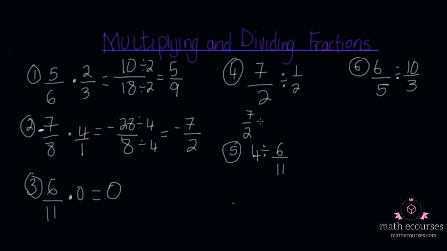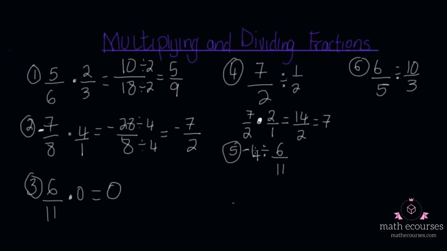I'm going to change division to multiplication. And then I'm going to get the reciprocal of this, which just means you flip it. So let's make that 2 over 1. After you do that, now that it's multiplication, I will follow the rules we just did for multiplication. So multiply the numerators to get 14. Multiply the denominators to get 2, and then simplify. 14 divided by 2 is actually just 7.